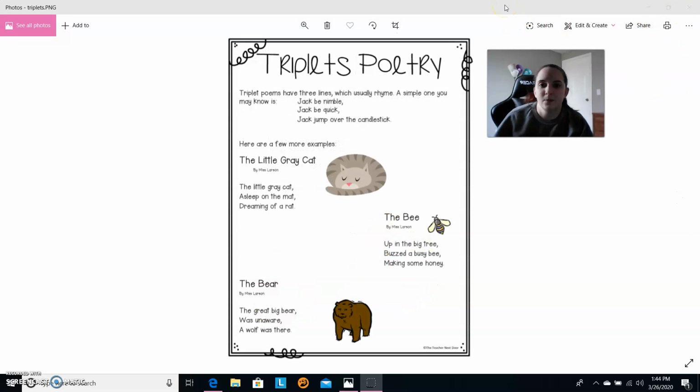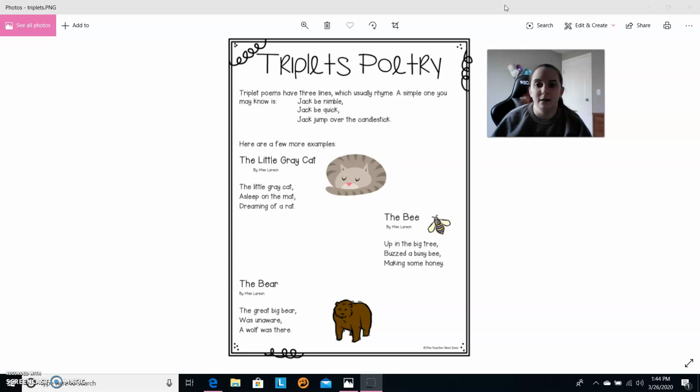Okay, next one is a triplet poem. A triplet poem, if we know anything about triplets, triplets mean 3. So it has 3 lines, which normally rhyme. Jack be nimble, Jack be quick, Jack jump over the candlestick. That one's got a nice flow to it, has 3 lines. Not all the lines necessarily rhyme, but that's okay. Most of them do.